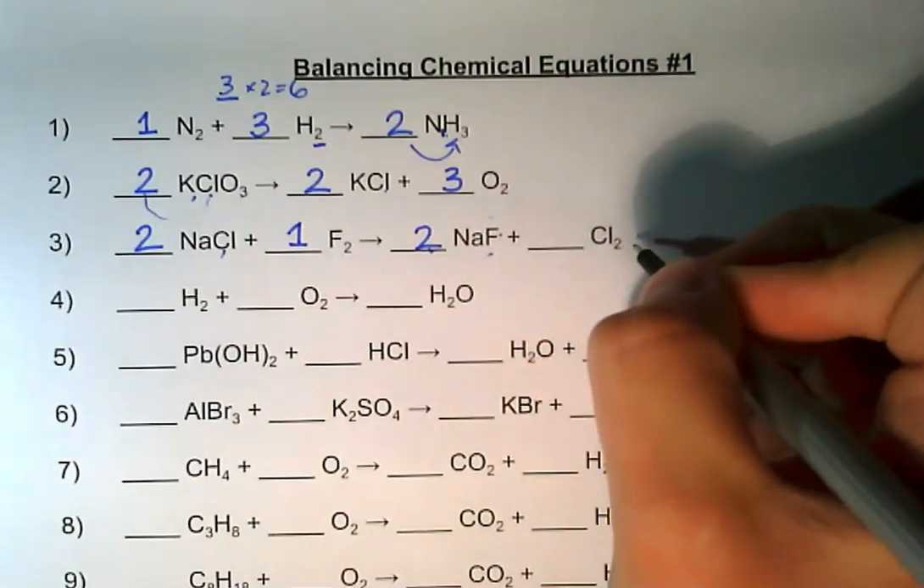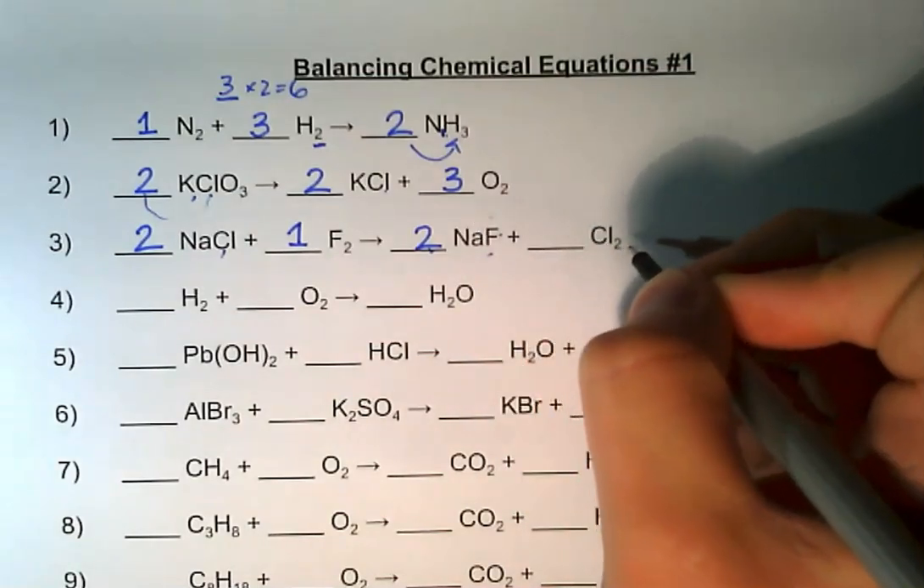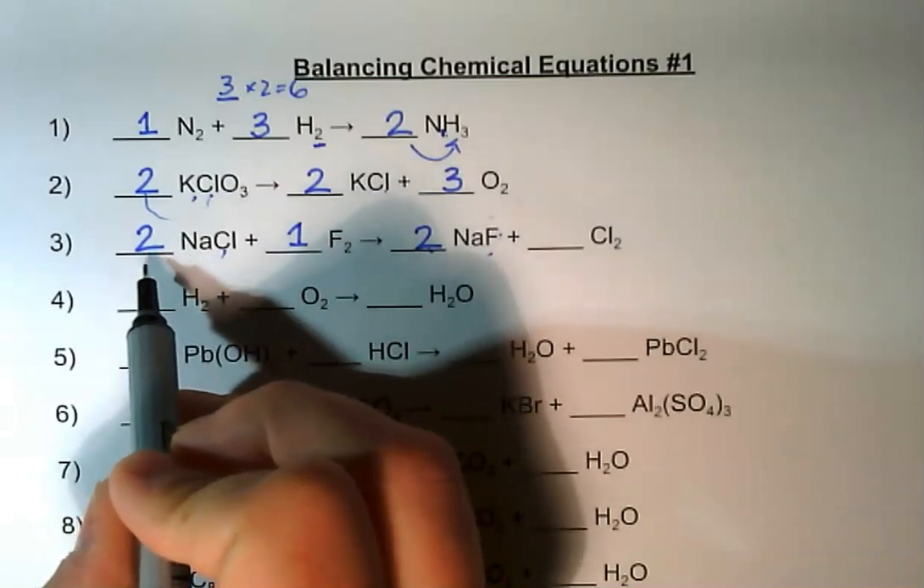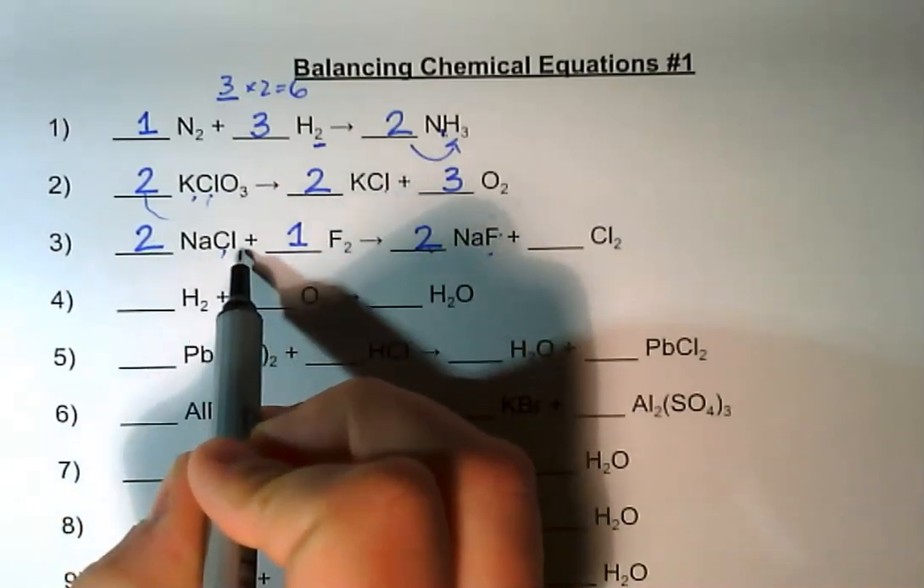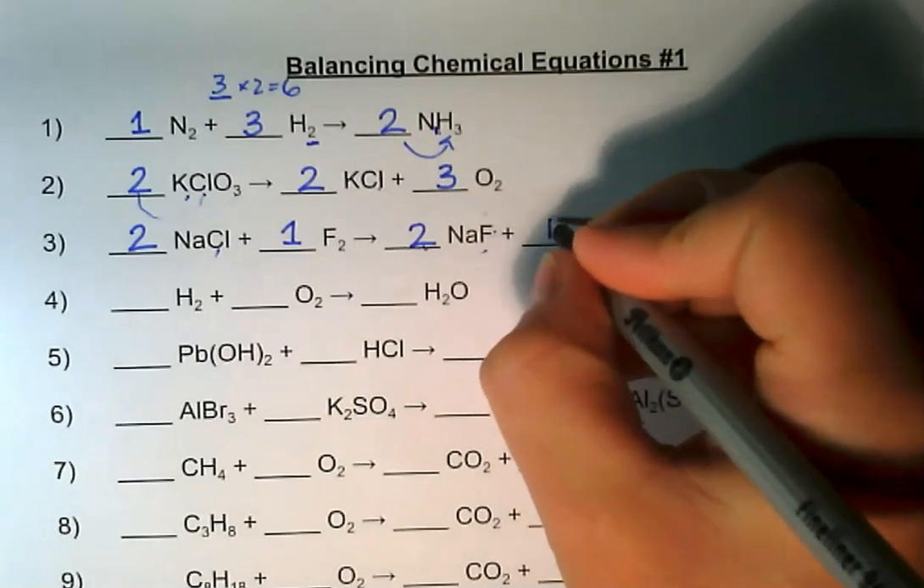And then last, we need to look at Cl2, where there's 2 chlorines on the product side, and we come back over to the reactants to check, and there are indeed 2 chlorines, so I'm just going to fill in a 1 there as well.